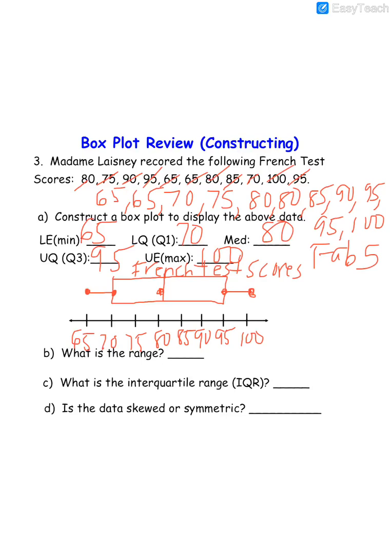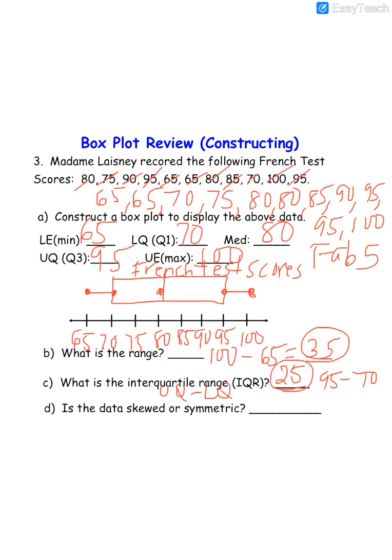So now I'm going to answer the question. Now that I've constructed one, what is the range? The range is the highest minus the lowest. The highest grade is 100, the lowest grade is 65, and we are going to get 35 as my range. What is the IQR? The IQR is the UQ minus LQ. In this case, it is 95 minus 70, so my IQR is 25.